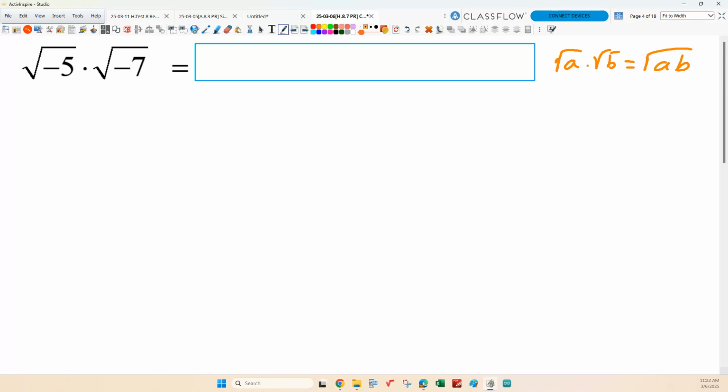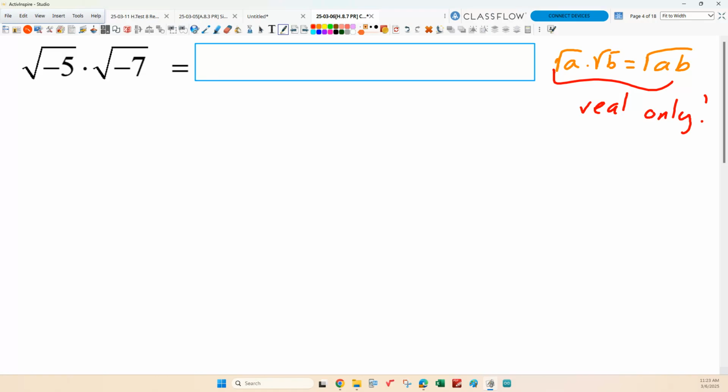Okay, but remember, when we defined these properties, what kinds of numbers were we talking about? These were all properties of real numbers, right? Not complex, not imaginary numbers, right? So we can't depend on this in this case, because is the square root of negative 5 real or imaginary? It's imaginary, right? So that property only works for real numbers.